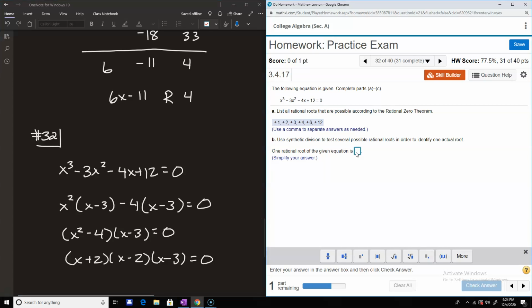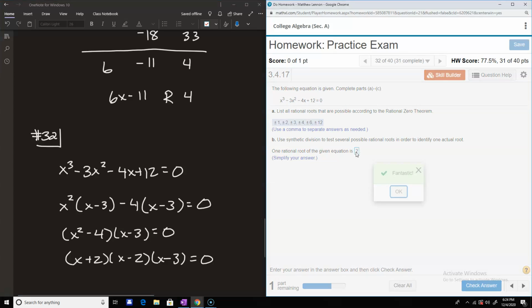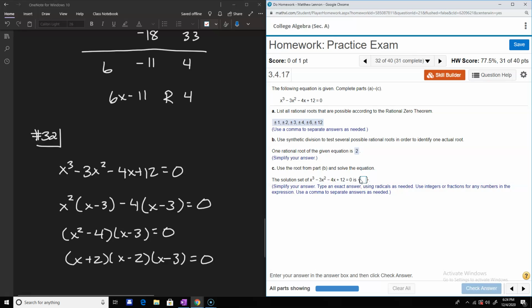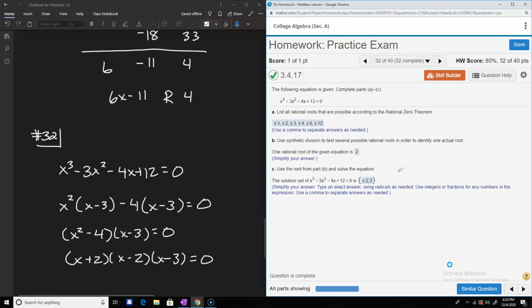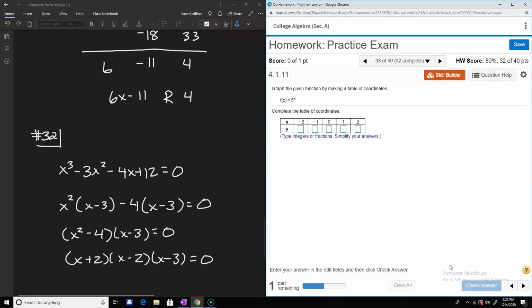So one rational root, they only ask for one of them, let's just enter 2. Then they say, let's find the solution set. We already know that's plus and minus 2 and 3. So a little bit faster than using synthetic division, if you recognize.